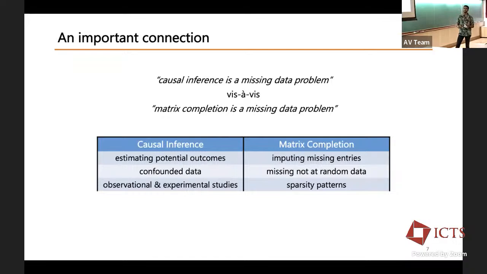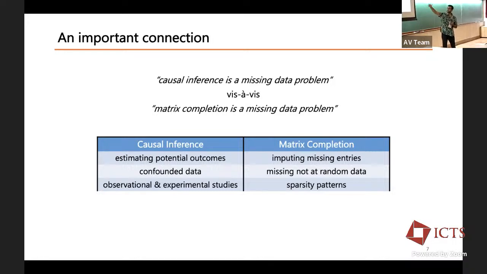of causal inference. So if you ask people, say like Don Rubin, who is a famous statistician, what causal inference is about, he'll say, well, causal inference is a missing data problem, because you're missing counterfactuals. And matrix completion also is a missing data problem. And there's a nice correspondence between many key ideas in these two fields. In causal inference, you can think of, say, estimating potential outcomes. In matrix completion, it's imputing missing entries.